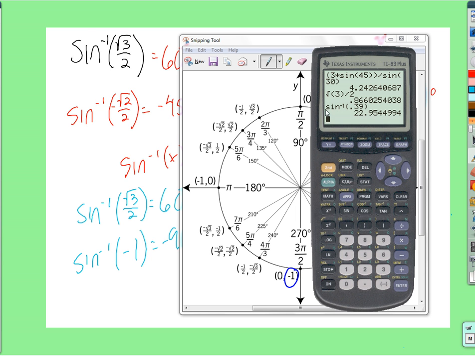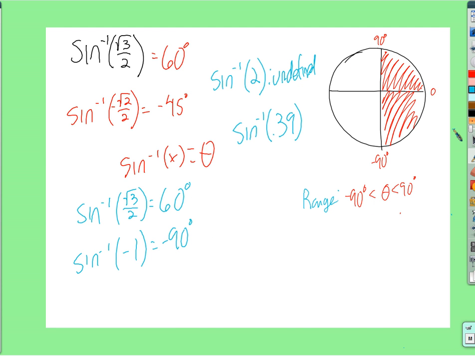So when I said inverse sine of 0.39, I was saying to the calculator, find an angle that has a sine of 0.39. Oh, gotcha. That's the angle right there. So it's less than 30, a little bit more than 15. Yeah, it's almost 23, 22.95. So now use the inverse sine function to solve a problem.